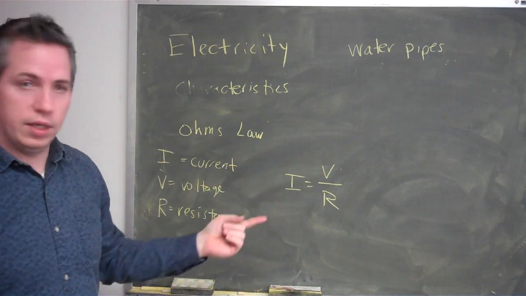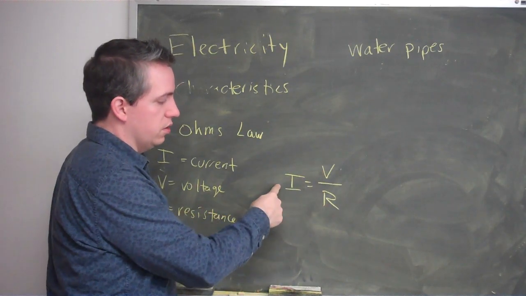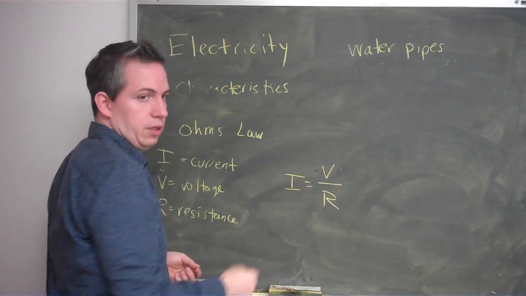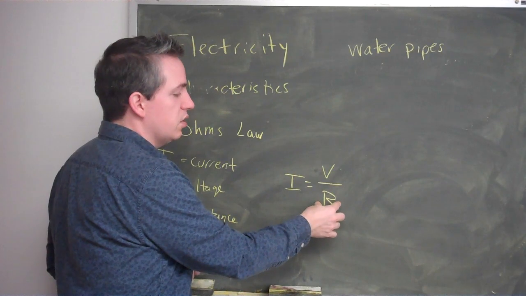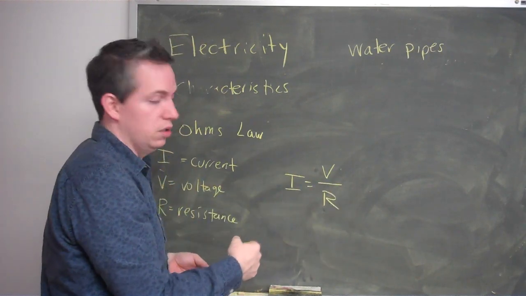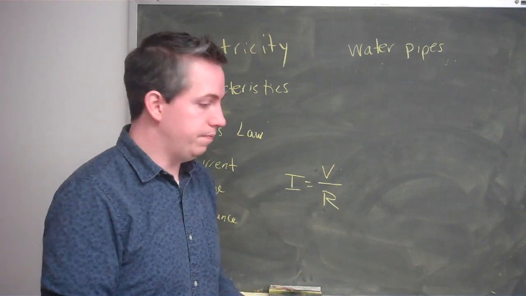So it tells us how these are related. So that's the reason why if the voltage increases, the current increases, assuming that the resistance stays the same. So if this number gets bigger, this number has to get bigger. If the resistance increases, then this whole number gets smaller, so then the current would get smaller, assuming that the voltage stays the same. Those three numbers have that kind of relationship.